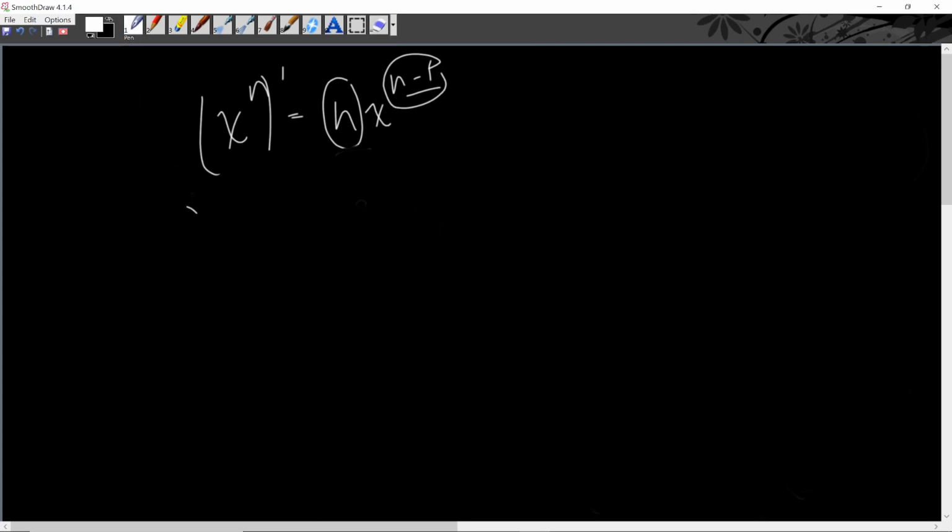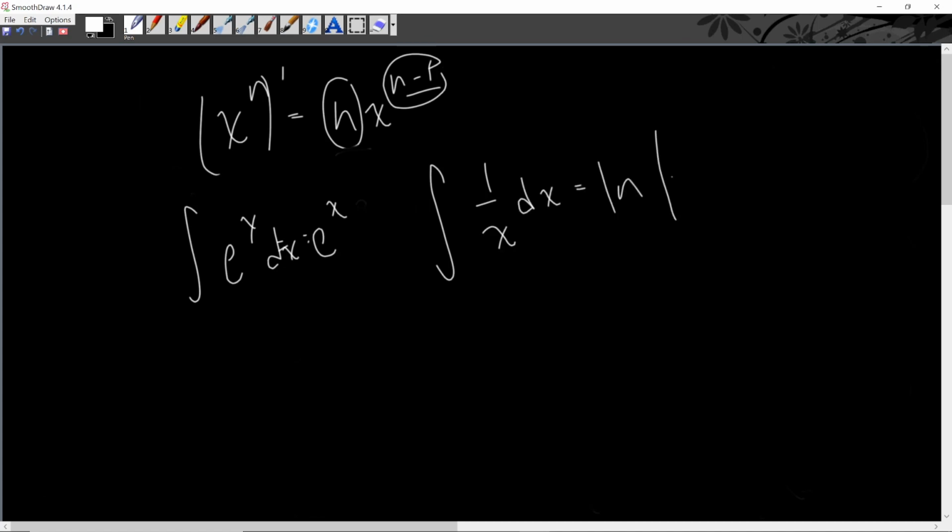The integral of e to the power of x dx is going to be e to the power of x. I should put dx for all of these. The integral of 1 over x dx is going to be ln absolute value of x, plus c of course. We might wonder why the absolute value, since x can't be negative inside ln.